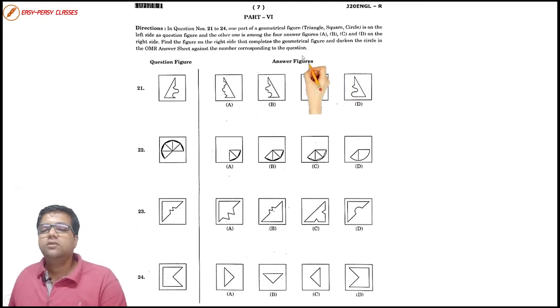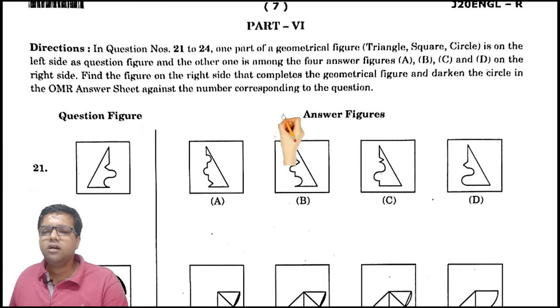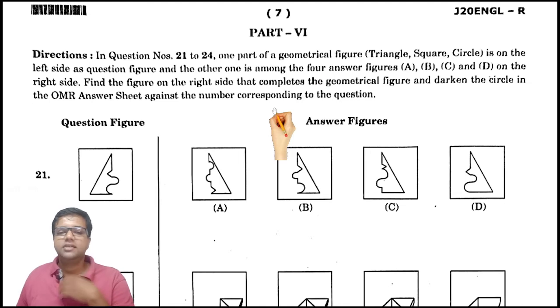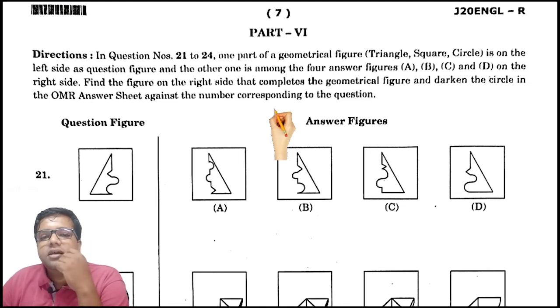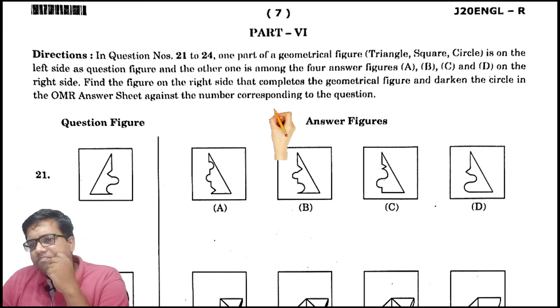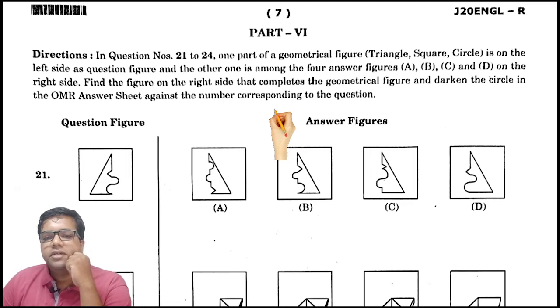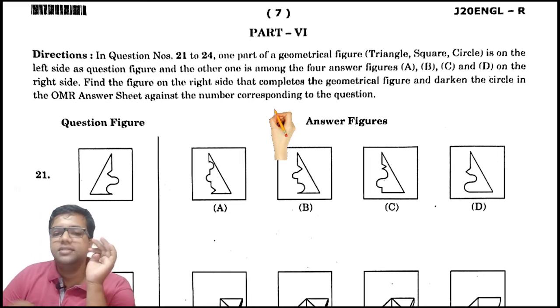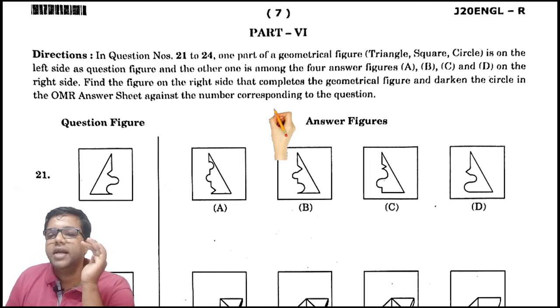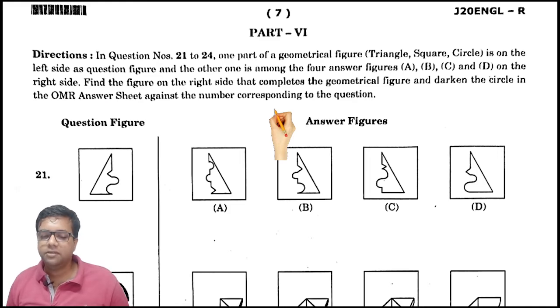So we have moved over to part 6 of our mental ability test. What do the instructions say? Let us read it. In question numbers 21 to 24, one part of the geometrical figure, triangle, square, circle, is on the left side as the question figure, and the other one is among the 4 answer figures A, B, C and D on the right side. Find the figure on the right side that completes the geometrical figure and darken the circle in the OMR answer sheet against the number corresponding to the question.